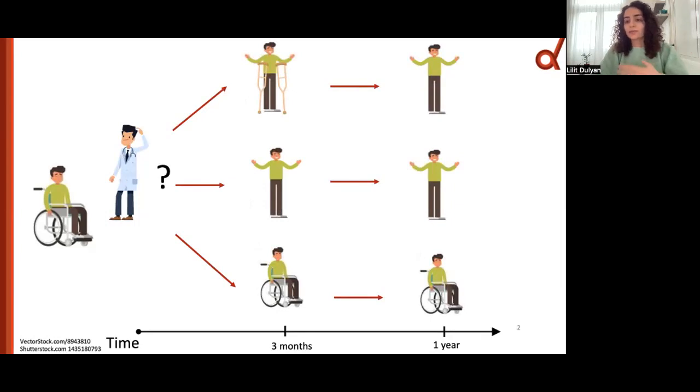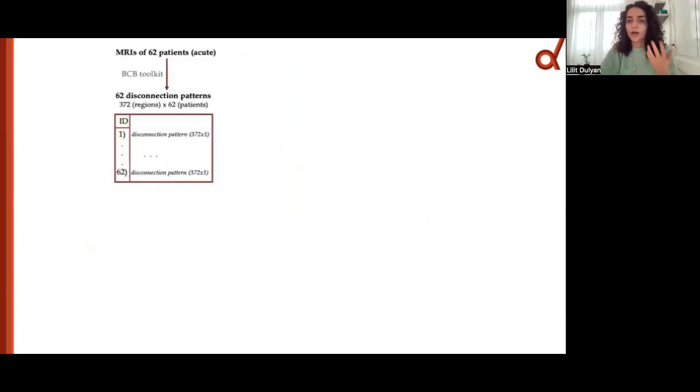So in this study, we propose such a tool that predicts motor outcomes at 2 weeks, 3 months, and 1 year after stroke. So how did we do that? We had a data set of 62 patients, stroke patients at acute stage. Using BCB toolkit, we generated for each patient disconnection patterns.